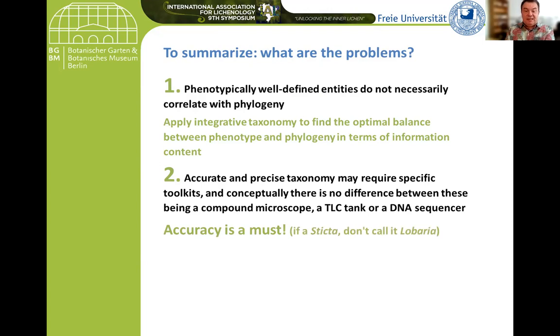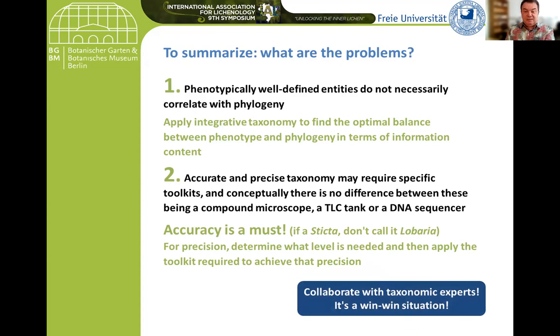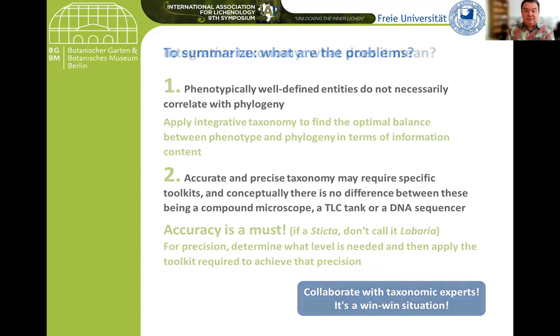And one thing we should say, accuracy is always a must. If something looks like it is a Sticta, don't call it Lobaria just because it looks like Lobaria and you have no better idea. But for precision, we have to determine what level is needed in which situation, and then apply the toolkit required to achieve that precision. So if you want to get to species and DNA sequence is necessary to get to species, there's no alternative. And again, collaborate with taxonomists, experts, and this is a win-win situation for both sides.